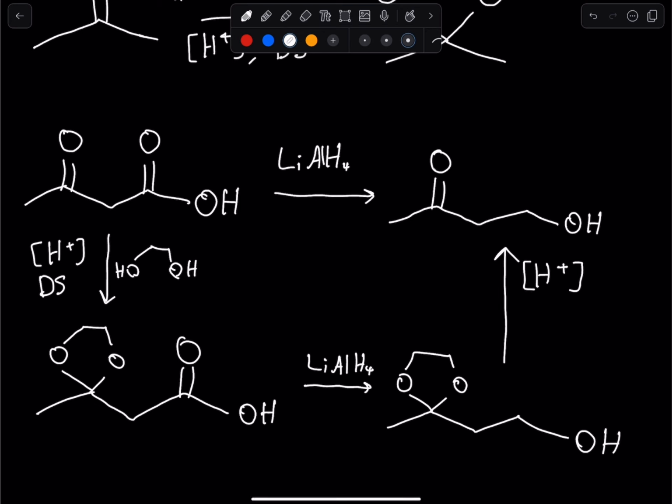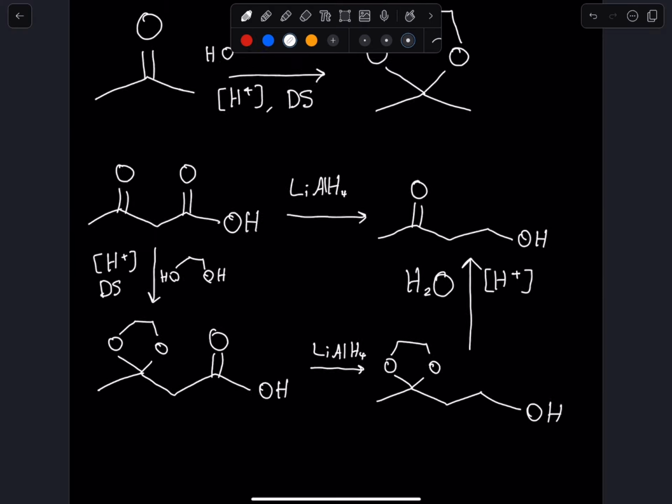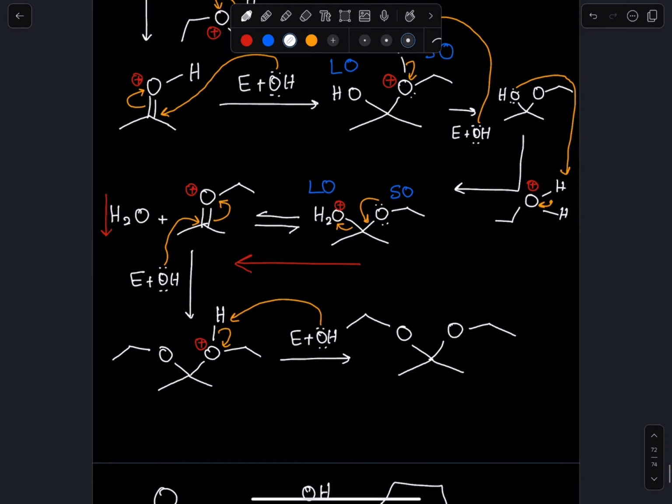However, Dean Stark was taking water out of the solution as it forms. Here we want to do the opposite. We actually want to introduce water into the solution. The reason is this. So let's go back and explain this step again. If you want to go toward this direction, you want the two oxygens with alkyl groups, you're going to have to take water out so that the reaction shifts to the left.